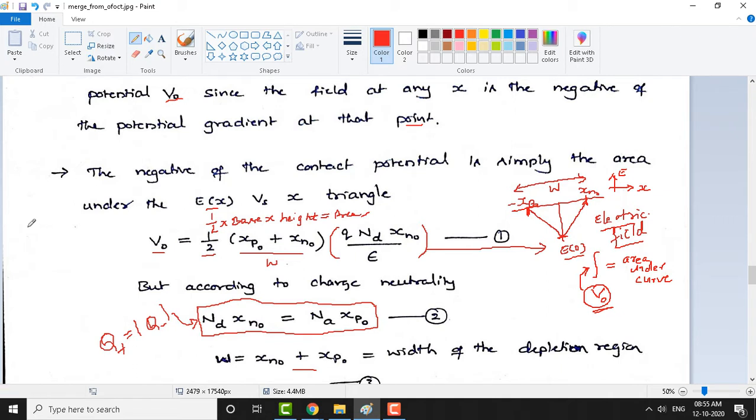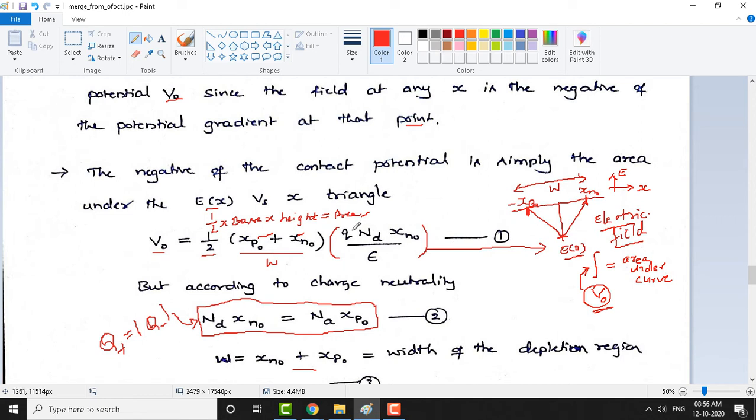If you apply that here, V naught is equal to half into base, which is the sum of xp naught, the depletion width at the p side, and xn naught, the depletion width at the n side. The sum gives you W, into a bracket indicating the height. The height is the maximum electric field, which exists at the origin, so you can take that as the height. We already showed this equation for E of 0.